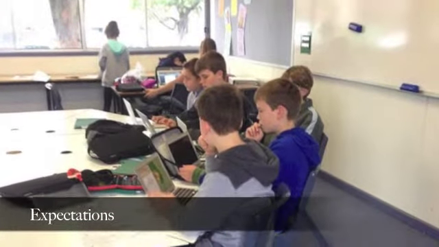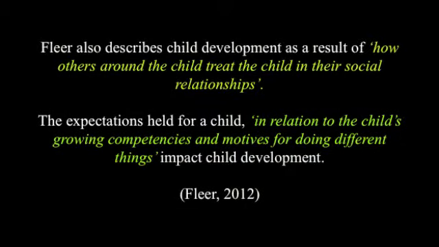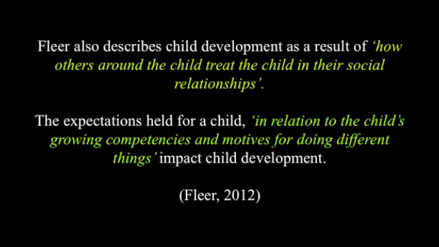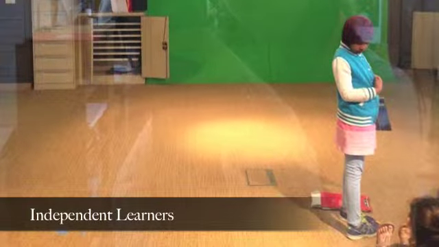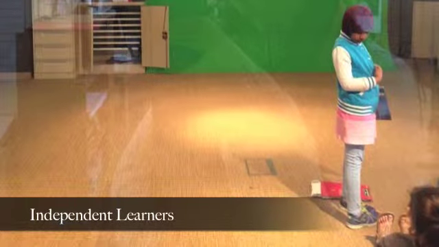Fleer also describes child development as a result of how others around the child treat the child in their social relationships. The expectations held for a child in relation to the child's growing competencies and motives for doing different things is said by Fleer to really impact child development. This can be seen within Princess Hill Primary School, as the children have been shaped according to what the teachers and parents expect of them.